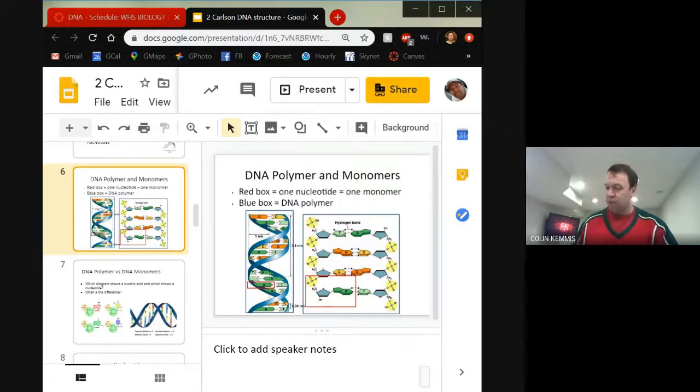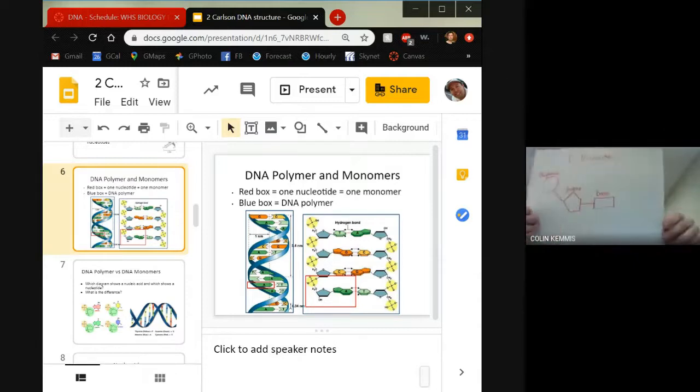So here's one of the first things I want you to practice at home, drawing this. This is one nucleotide. Okay, one nucleotide. It has a phosphate, a sugar, and a base. And so this is the simple form of a DNA monomer.